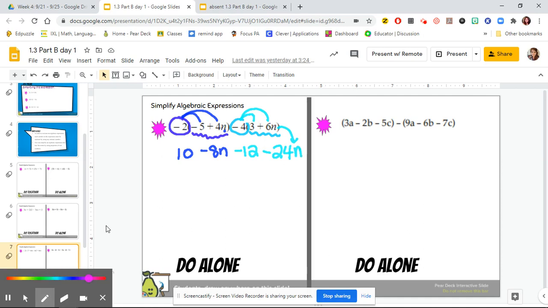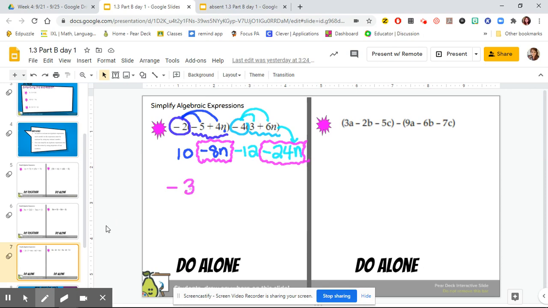Finally, we see that we have no more parentheses, but we do have two different types of terms. The first thing we always do is look at your variables. I have a -8n, and I have a -24n. Since they are both negative, I'm going to carry my sign of negative and then add the numbers. 8 and 24 is 32. And then they both have a variable of n. So I'm going to carry that variable of n.